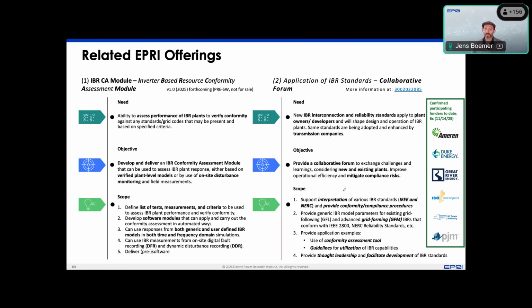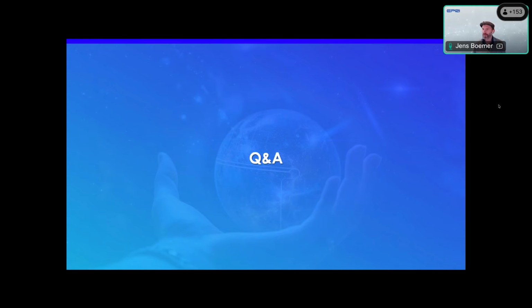We will look at interpretation of IBR standards, both voluntary and mandatory ones, look at grid forming models and model parameters that are conforming with IEEE 2800, and apply conformity assessment tools. We're not going to deliver any tools under this collaborative forum, but we're applying them to facilitate conversation and help industry interpret different requirements. This also helps us to continue our EPRI standards engagement. And with that, I'll hand it back to Alex.